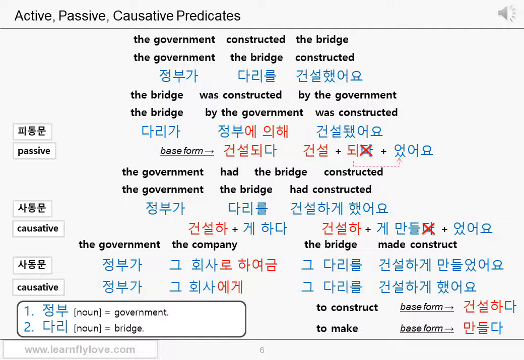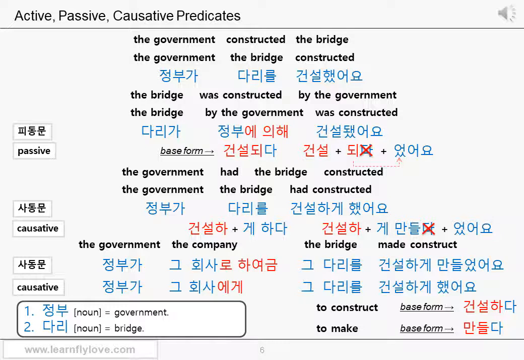Or 정부가 그 회사에게 그 다리를 건설하게 했어요. Or 정부가 그 회사한테 그 다리를 건설하게 만들었어요. Or 정부가 그 회사한테 그 다리를 건설하게 했어요. They are all fine. What you have to learn on this page is the passive form of the verb 건설하다 is 건설되다. And the causative form is 건설하게 만들다 or 건설하게 하다.